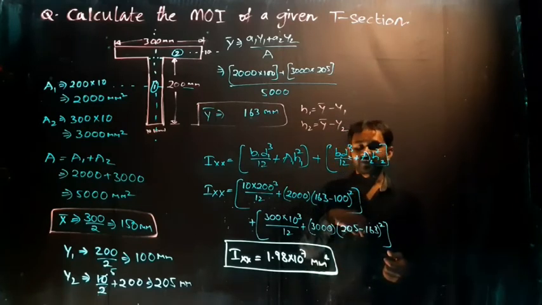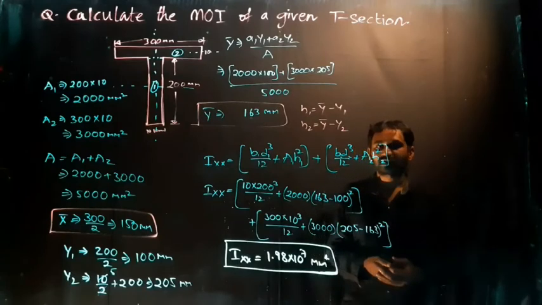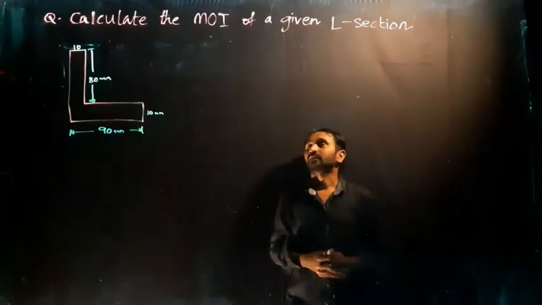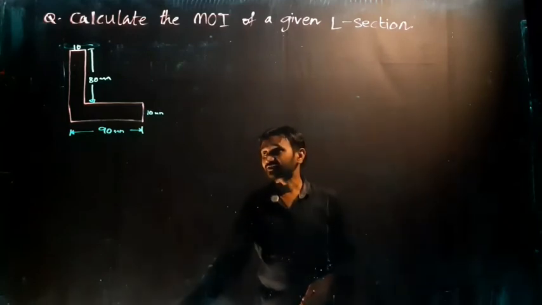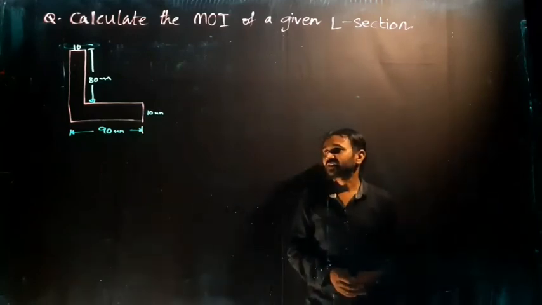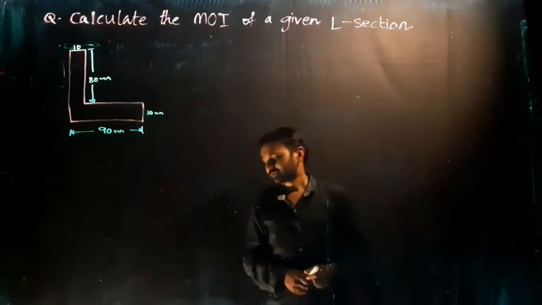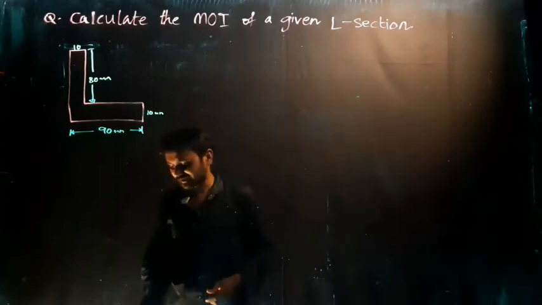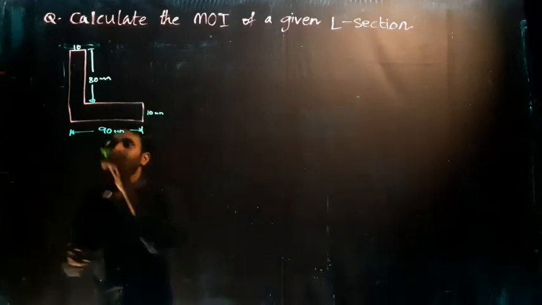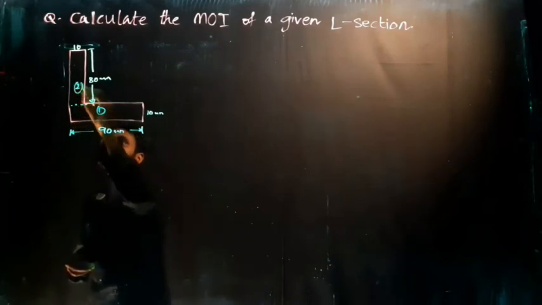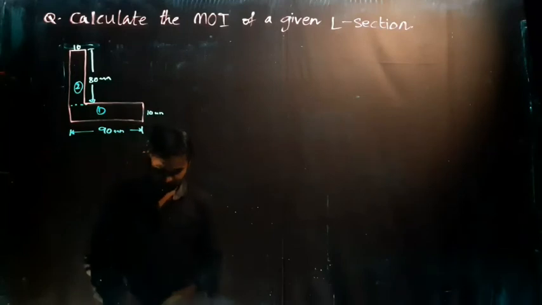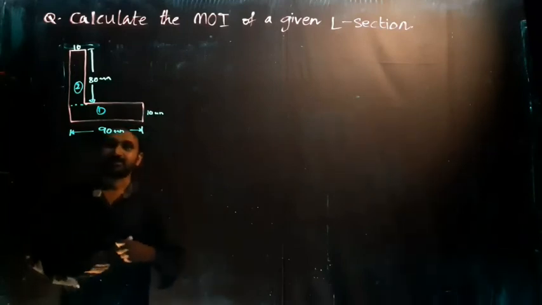Now we'll try to solve a problem on L section. Let's find out the moment of inertia of an L section. Here the L section is given as 90 into 10 and 80 into 10. You have to note that the 80 value is from here. So this will become figure number 1, this will become figure number 2. Let's try to solve with the same procedure.